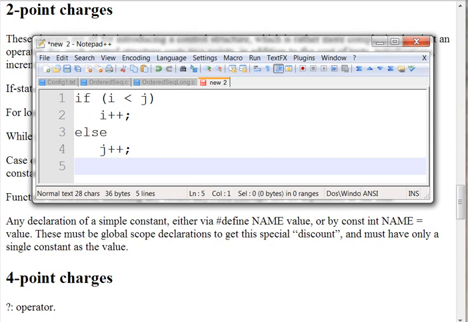Coming back from a pause there. Well, the test itself, for instance, costs 3 points: an operator and 2 variables, of course. And then the bodies cost 2 points apiece, using their plus operators there. And that plus 2 points for the if statement itself, and another 2 for the else, come to 11 points total for this construct.